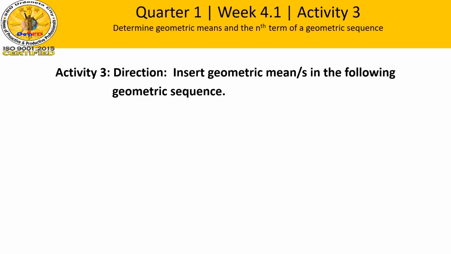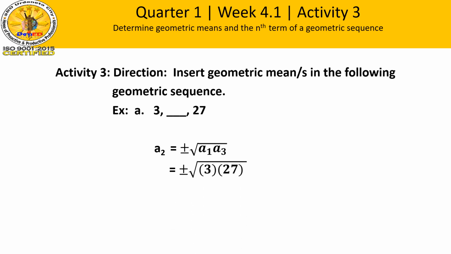Activity 3. Direction: Insert geometric means in the following geometric sequence. For example, letter A, 3, then blank, 27. So here, we'll have to use your mean proportion. The mean proportion between two numbers is equal to the square root of their product. So therefore, we have to use now your a sub 2 is equal to positive negative square root of a sub 1 multiplied by a sub 3.